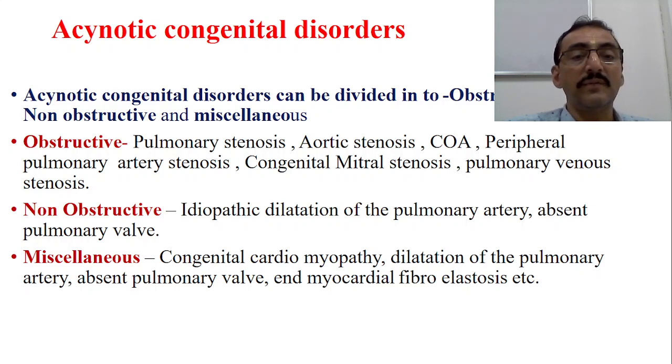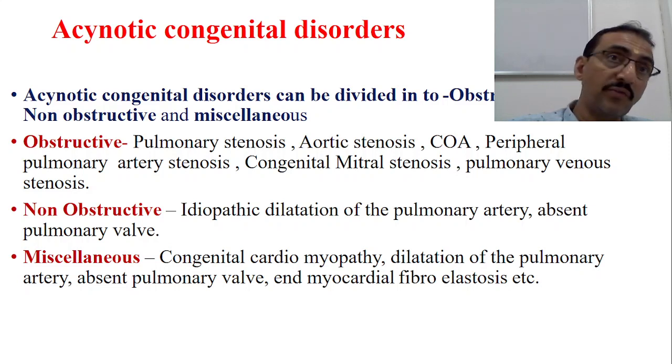Miscellaneous types are also there, for example congenital cardiomyopathies, dilatation of the pulmonary artery, absent pulmonary valve, and endomyocardial fibroelastosis. So these are some of the conditions in which mixed symptom types will be seen.